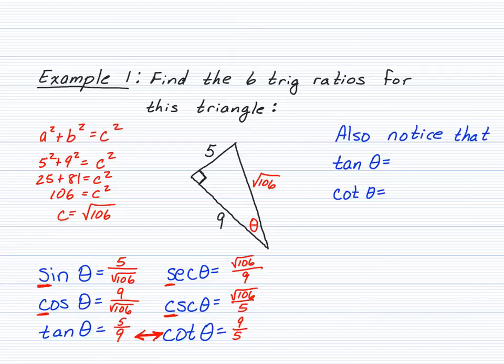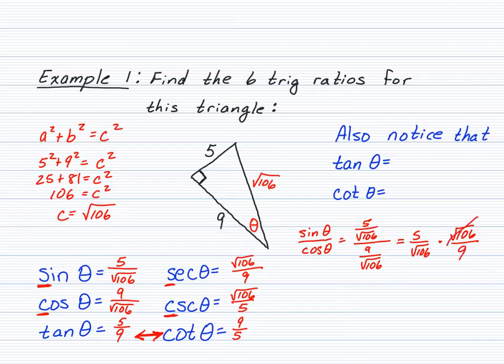All right, so one of the things we want to look at here is what if we take a look at the sine ratio over the cosine ratio. Well, the sine ratio was 5 over the square root of 106. The cosine ratio was 9 over the square root of 106. And that means the numerator, which is this, divided by the denominator, which is a fraction, so you would multiply by the reciprocal.